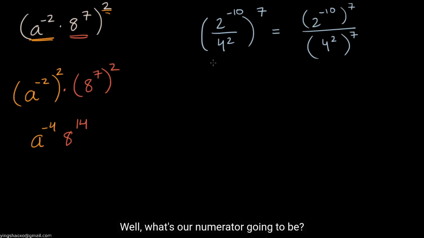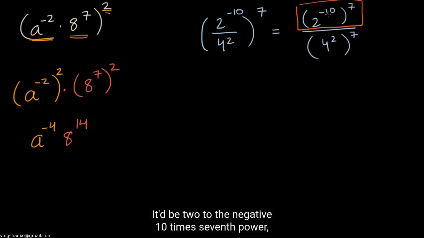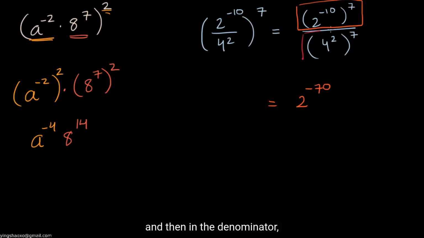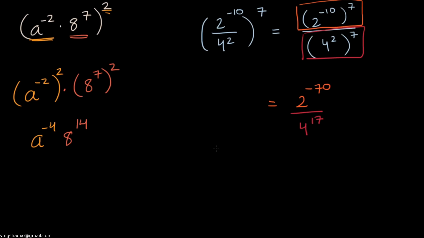Well, what's our numerator going to be? Well, we've done this drill before. It'd be 2 to the negative 10 times 7th power. So this would be equal to 2 to the negative 70th power. And then in the denominator, 4 to the 2nd power, then that raised to the 7th power. Well, 2 times 7 is 14. So that's going to be 4 to the 17th power.